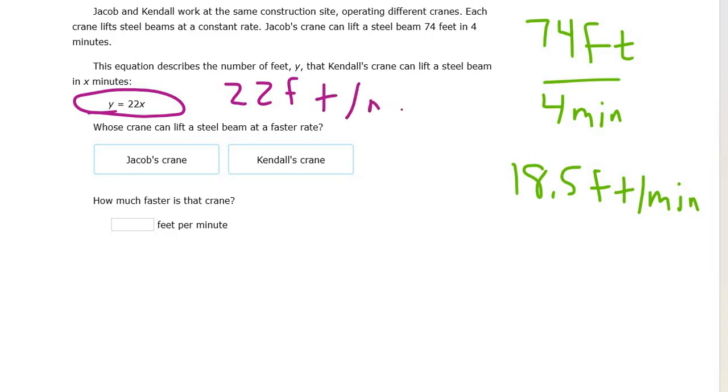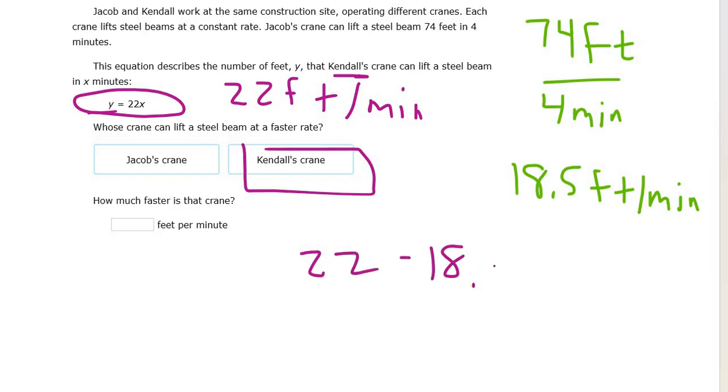So the first question is, whose crane can lift a steel beam at a faster rate? Well, this would be the purple one that's doing 22, which is Kendall. So I would select Kendall. And then the next question is, how much faster is it? Well, how much faster or how much more is going to be a subtraction question. So 22 minus 18.5 is going to be 3.5.